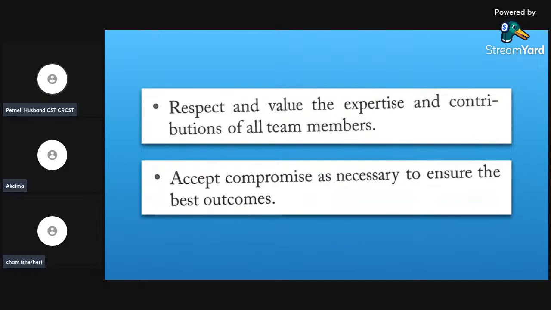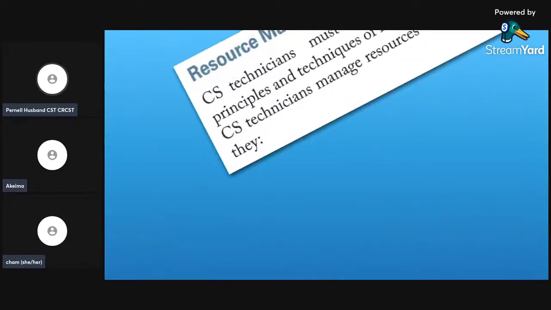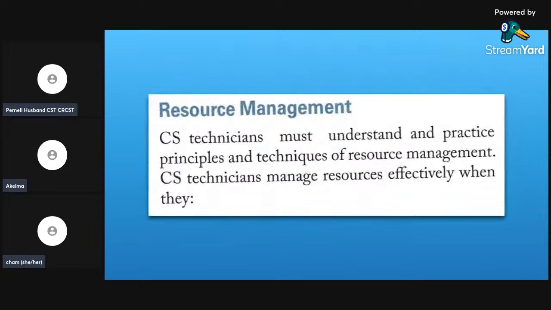Accept compromise as necessary to ensure the best outcomes. But we only accept compromise when it doesn't compromise the bottom line, the patient. Resource management. We use a lot of stuff to do our jobs. Hospitals do an excellent job for the most part of taking care of patients, but it is a business. It's a business. CS technicians must understand and practice principles and techniques of resource management.